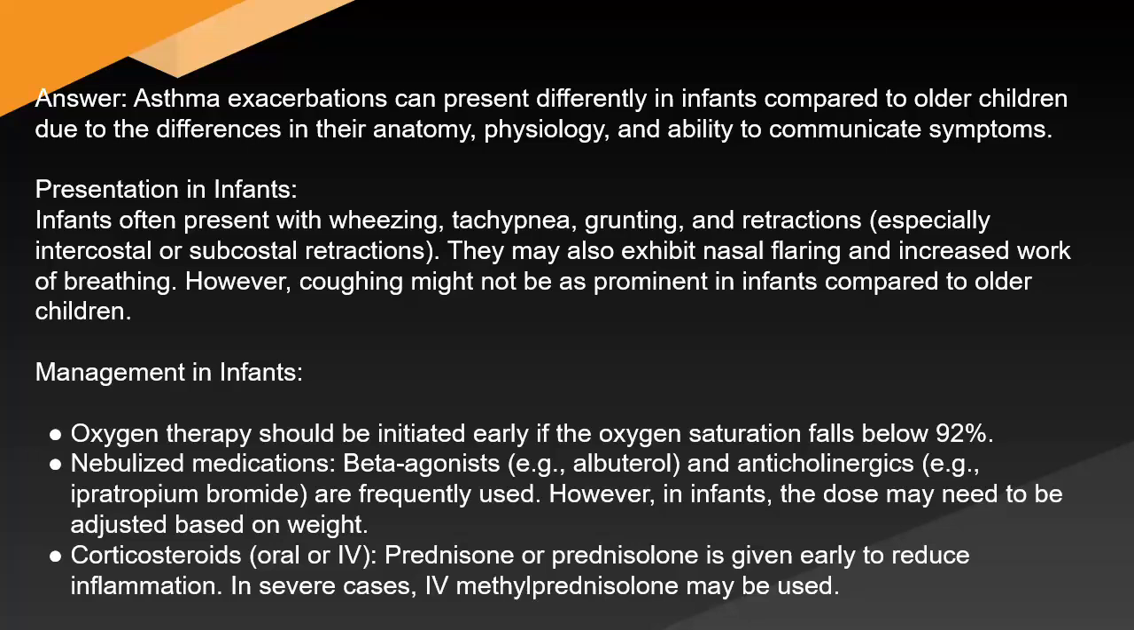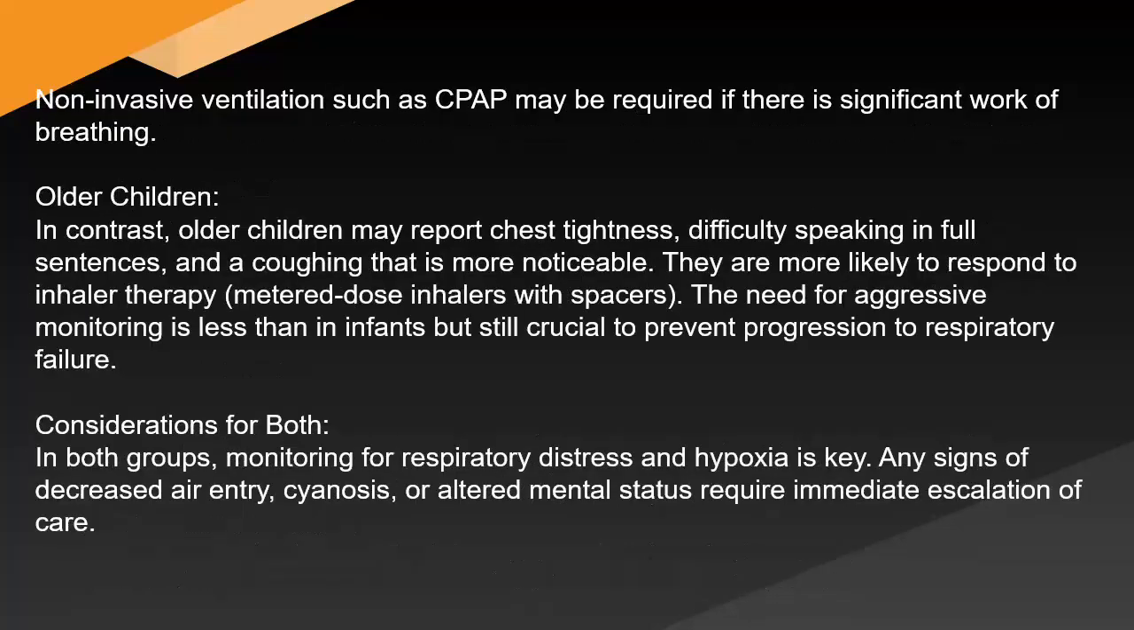Nebulized medications. Beta agonists, e.g., albuterol, and anticholinergics, e.g., ipratropium bromide, are frequently used. However, in infants, the dose may need to be adjusted based on weight. Corticosteroids, oral or IV, prednisone or prednisolone, are given early to reduce inflammation. In severe cases, IV methylprednisolone may be used. Non-invasive ventilation such as CPAP may be required if there is significant work of breathing.